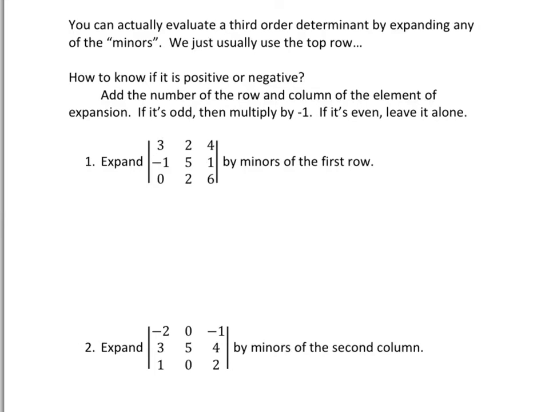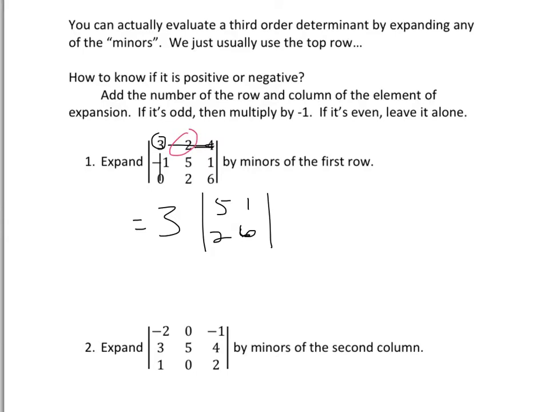We've already talked about expansion by minors in the first row, but we're just going to do the first example that way just to remind you what it looks like. We pick the first one, cancel out everything else, and you're left with a 2 by 2 matrix. We're going to expand that minor. So this is equal to 3 times the determinant of 5, 1, 2, 6. Because it's in the first row, first column, add those up, it's 2, it's even, so you leave it alone.